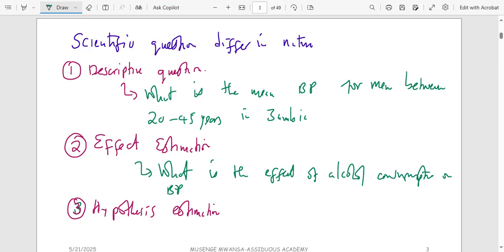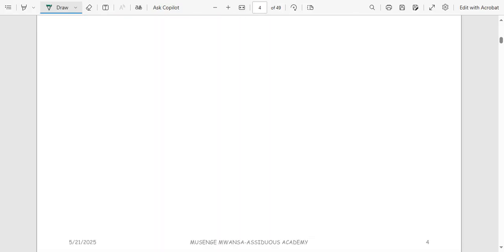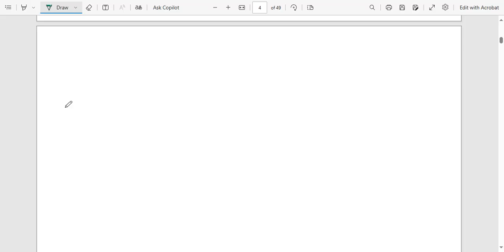These are the three types of questions. Question number one is descriptive in nature. Question two, effect estimation. Question three, hypothesis testing. When you talk about statistics, you can therefore classify biostatistics into two categories. Classification of biostatistics.